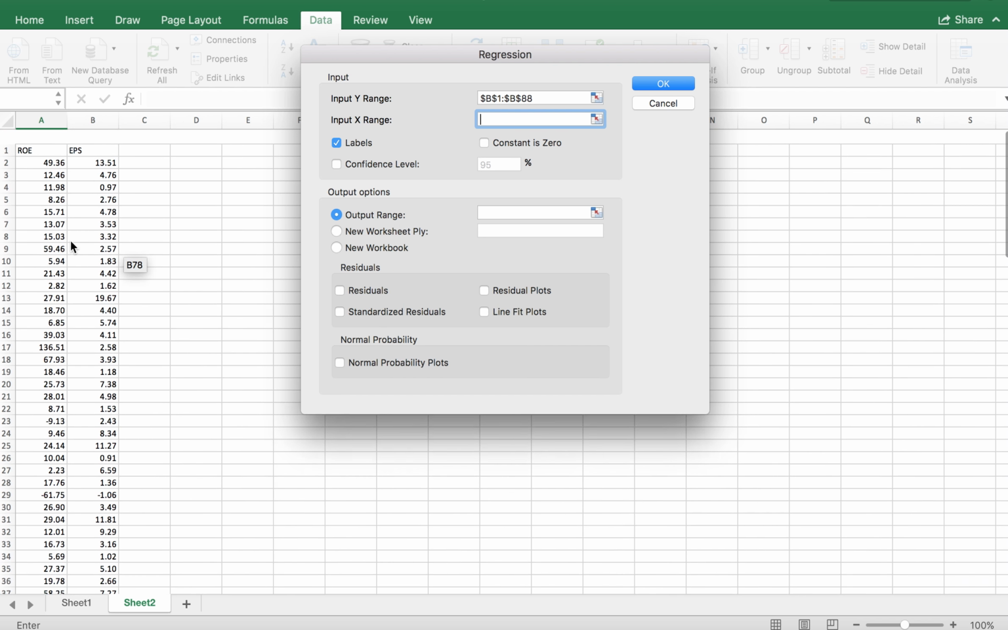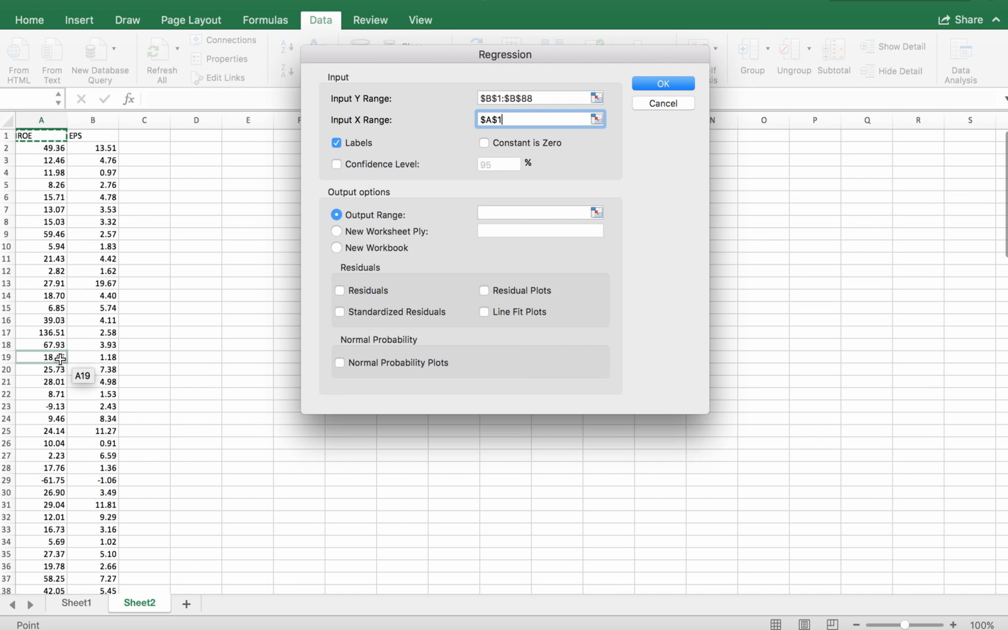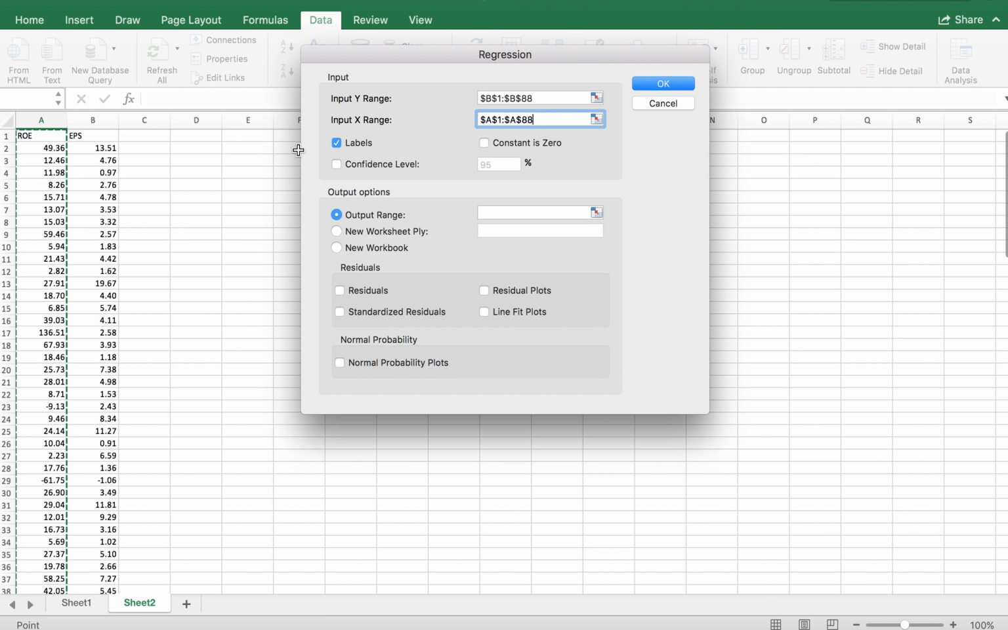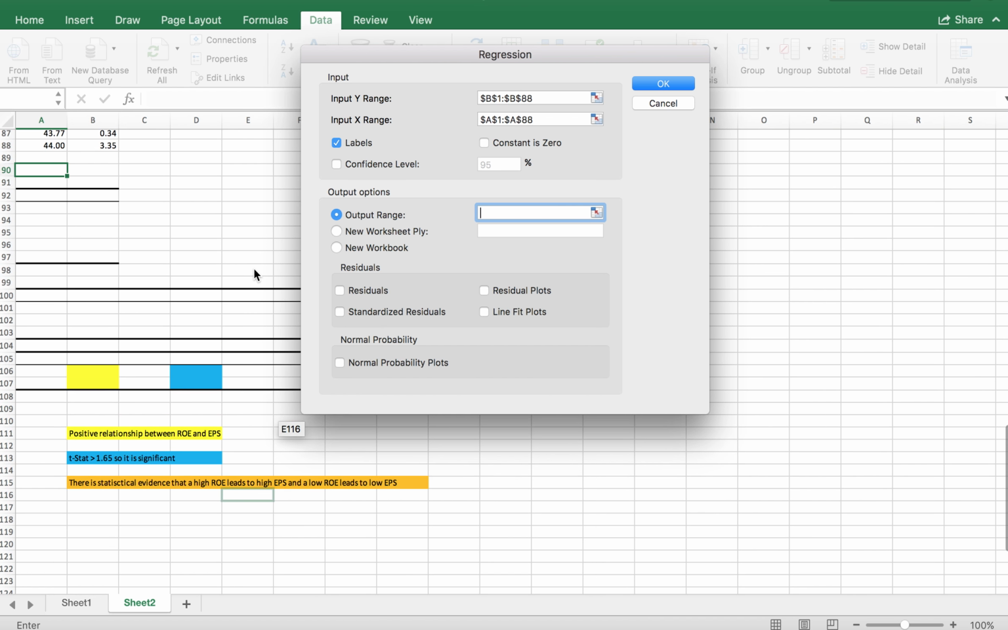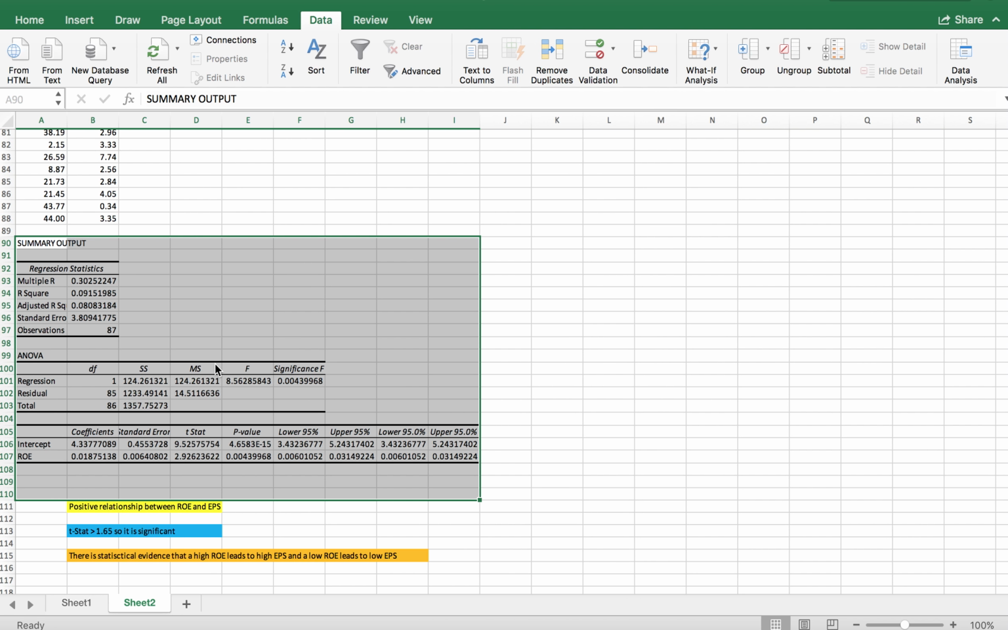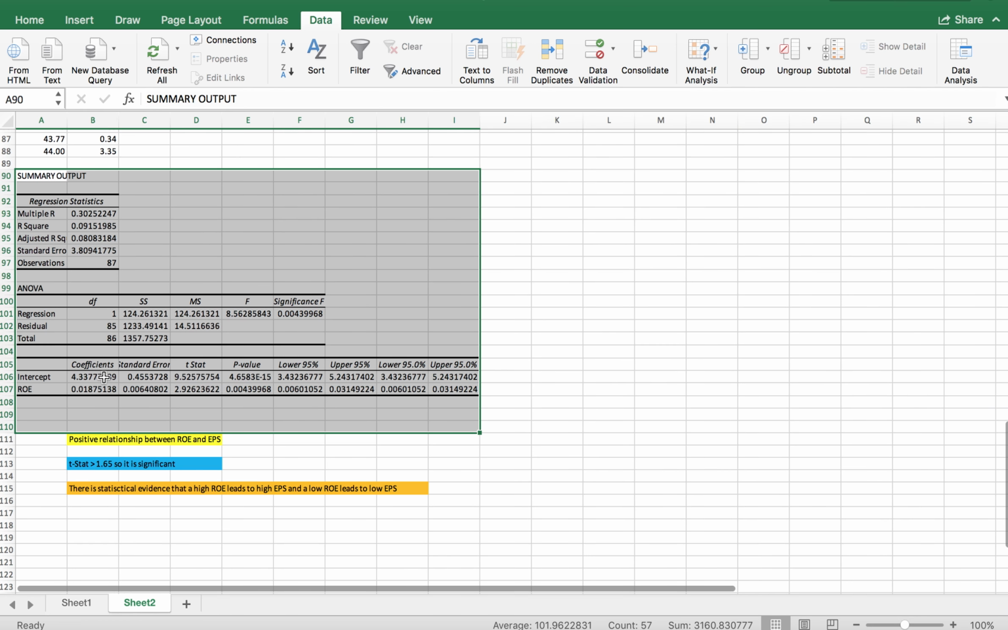And for the X range, we need our independent variable of ROE. And since we included the labels, we do need to check labels. And our output range is going to be cell A90. Okay. And there is our regression.